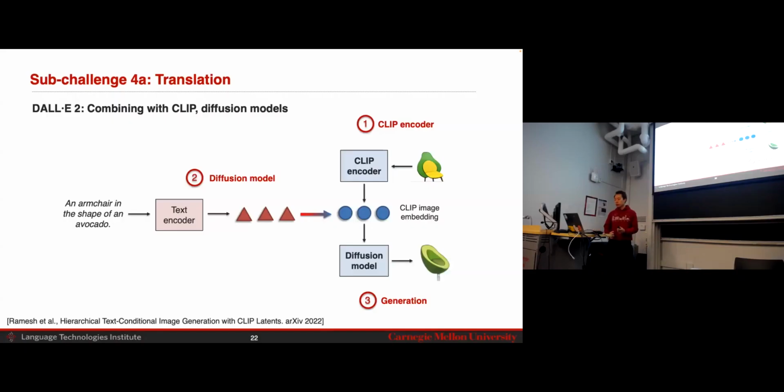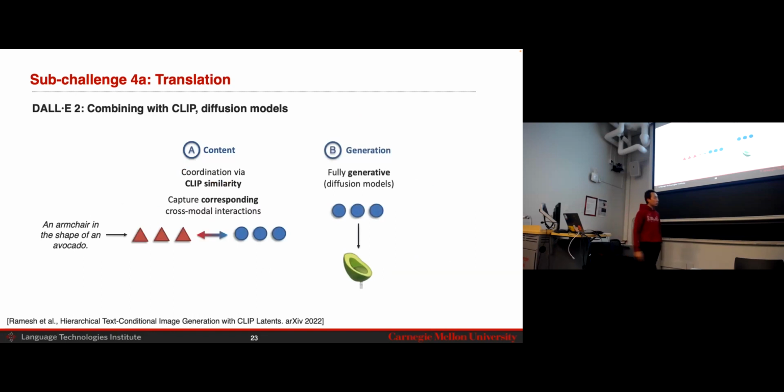Be exemplar, right? Very good. So in this case, you're still maintaining content. You're maintaining content because CLIP similarity enables you to capture correspondences between image and text with the exact same information content. But in terms of the generation, it's not exemplar anymore. It's fully generative. It's fully generative using, in this case, diffusion models.